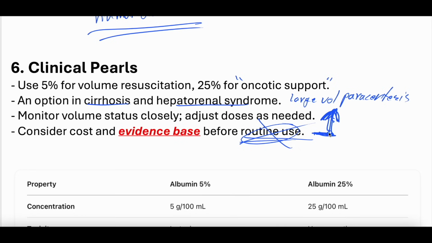and hepatorenal syndrome. That is a really bad arrow. It kind of looks like a tree. Maybe we'll just leave it as a tree.